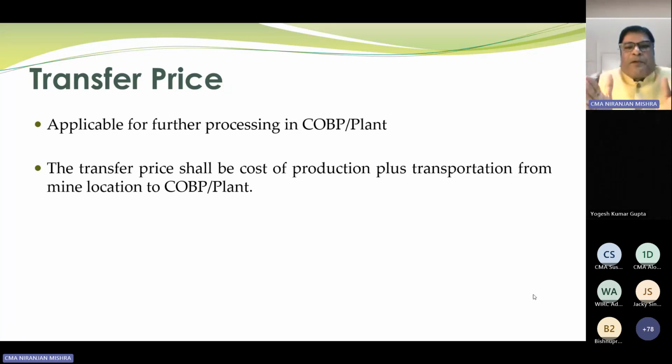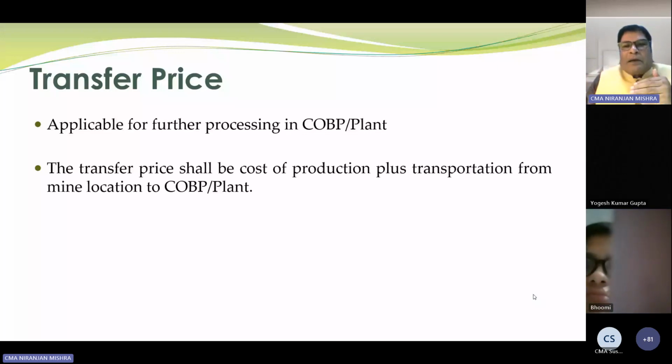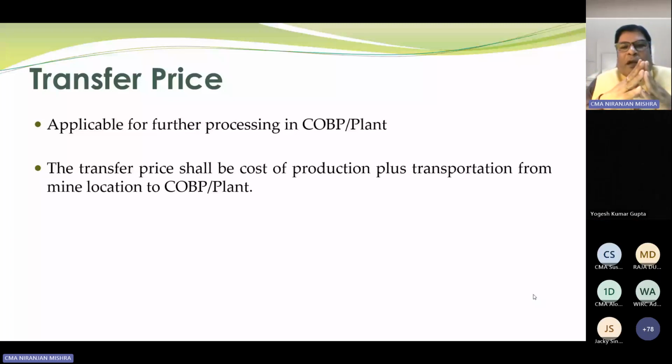Transfer price is separate. If you transfer, first you have to value it, then you have to transfer it for captive consumption. If you have a pellet plant, then you can send the low grade ore to the pellet plant, and there you can prepare the pellet. Similarly, if you have a chrome ore beneficiation plant, you can send the low grade chrome ore to the chrome ore beneficiation plant or COBP. So that is there. But first of all, as per our CAS 4, we know CAS 4: cost of material plus transportation. Cost of material going for captive consumption, then loading at the site, then unloading at the plant, plus transporting, gives the transfer price of the material available for captive consumption.